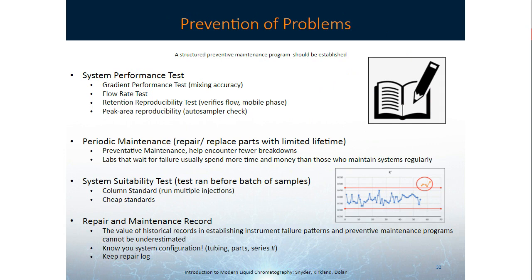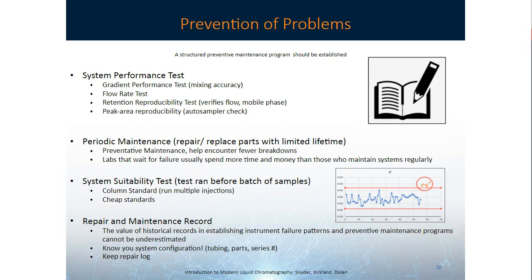Okay, so I covered a lot of different issues in terms of peak shape or baseline issues or retention or area time inconsistencies, but how do we prevent these problems? The first thing I want to say is a structured preventative maintenance program should be established, whether that's in-house or from a different vendor. I definitely would recommend doing this. Now, it's not going to fix all of your issues, but it's certainly going to reduce the amount of times that you have to troubleshoot your instrument.